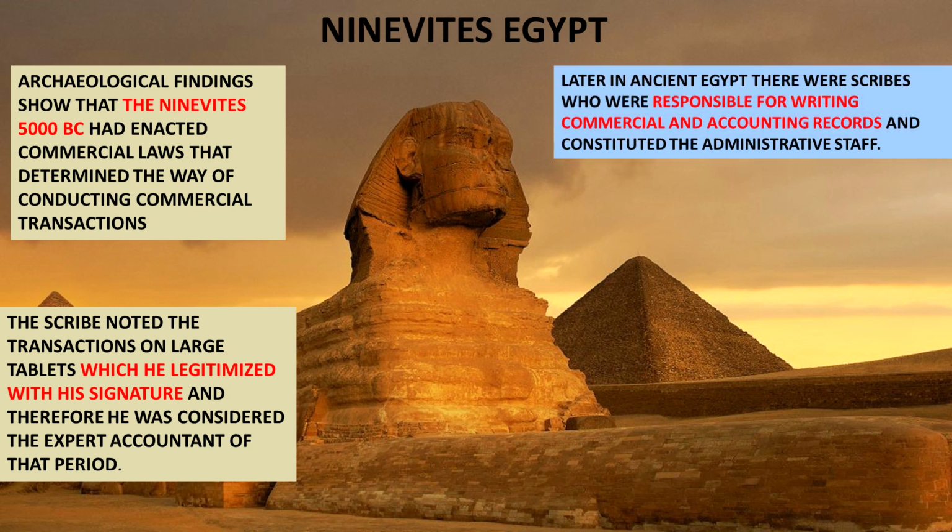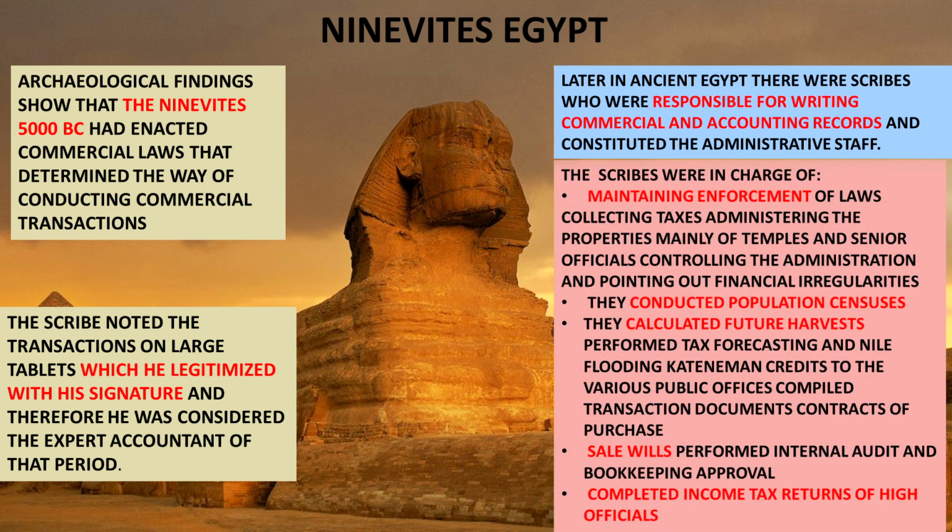Later, in ancient Egypt, there were scribes who were responsible for writing commercial and accounting records and constituted the administration staff. The scribes were in charge of maintaining enforcement of laws, collecting taxes, administering the properties mainly of temples, and senior officials controlling the administration and pointing out financial irregularities.